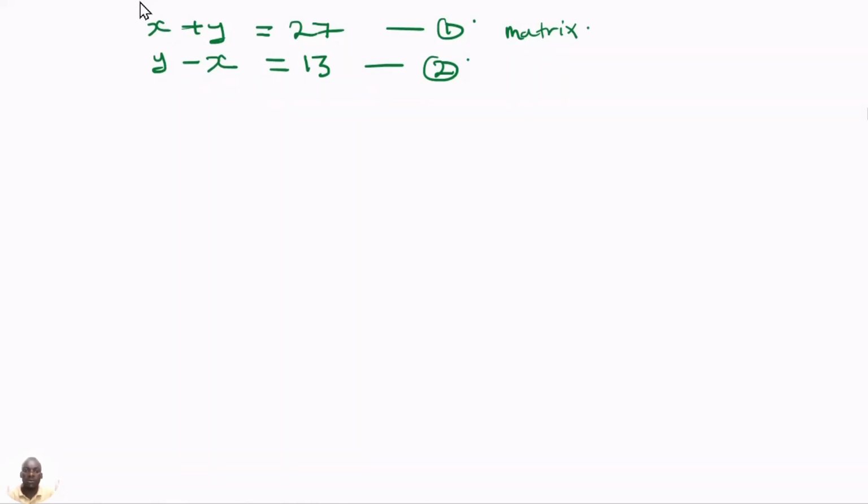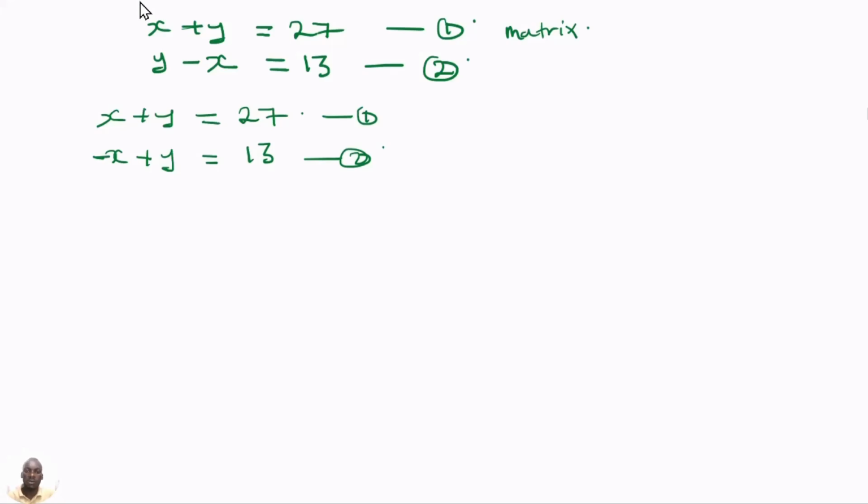Simply, we are going to modify. Let us begin with maybe the y variables. So we have the x variables. We have x plus y equals 27. Then if we begin with x, we are going to have negative x plus y equals 13. This is our equation 1, and this is our modified equation 2. Just modified, but same as the one we have here.